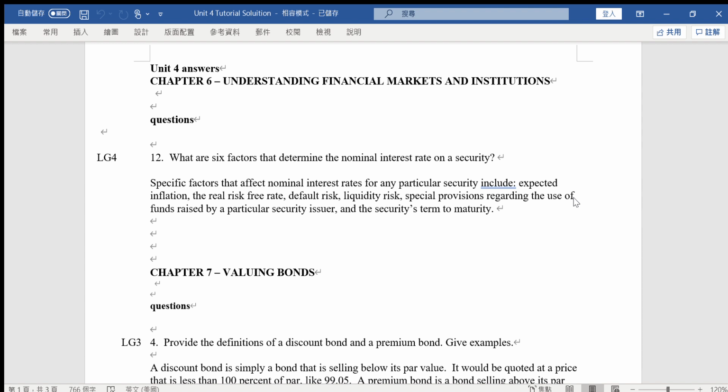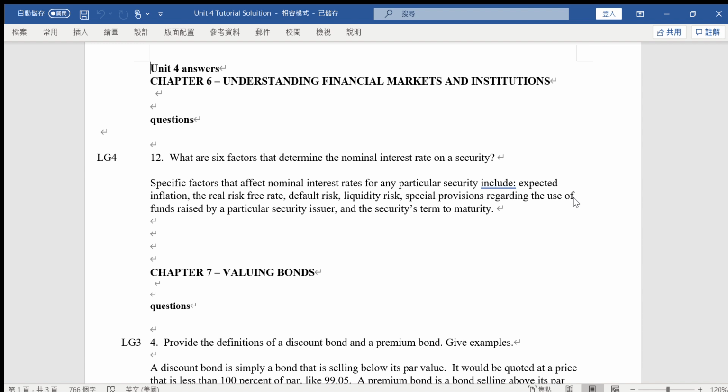Okay, the first question is related to the interest rate. The question is asking you about what are the 6 factors that will determine the nominal interest rate on a security. You will find that this question is very straightforward, and you can find all those 6 factors in your lecture notes and your books. Basically there are 6.